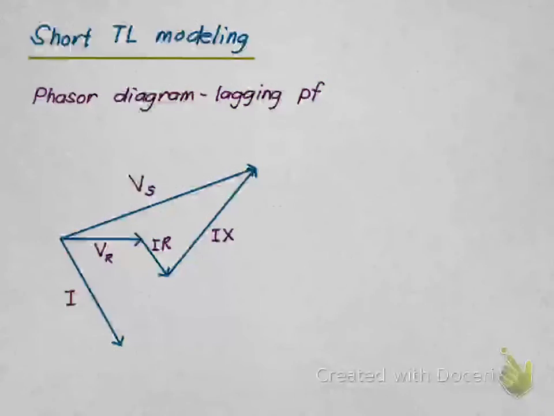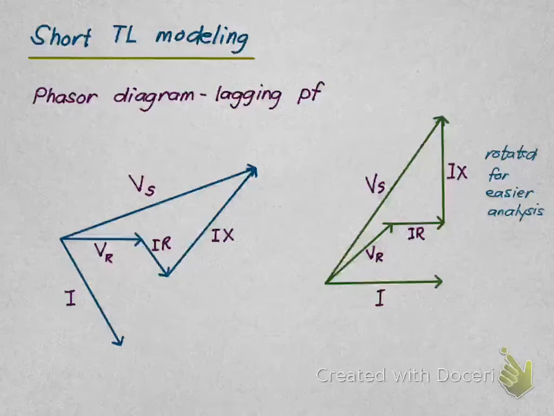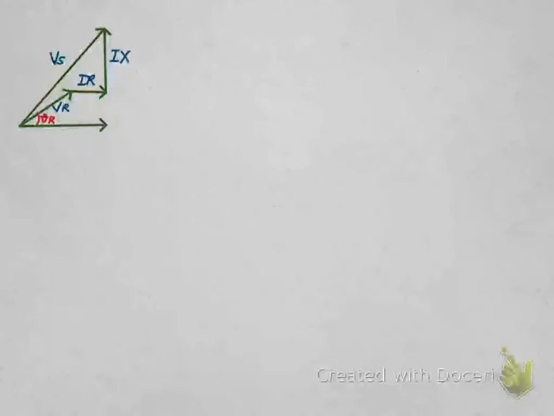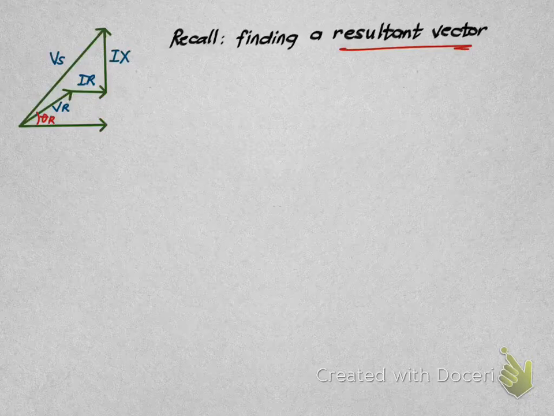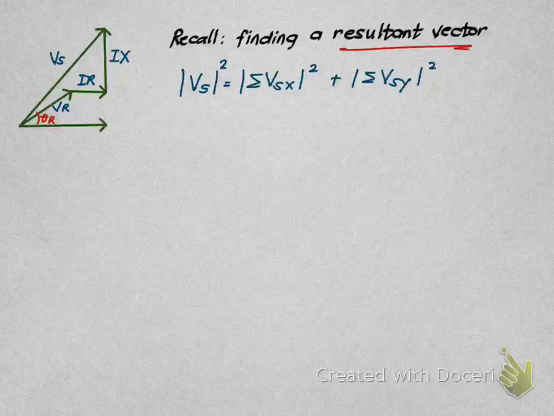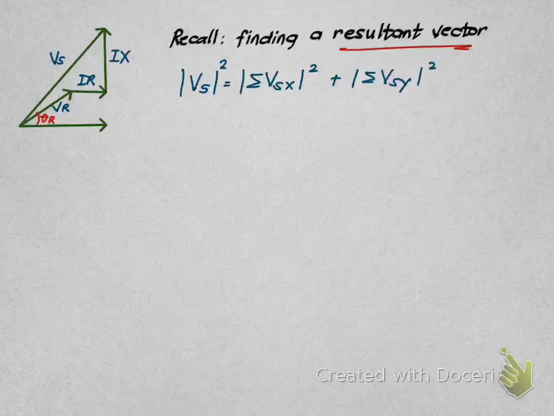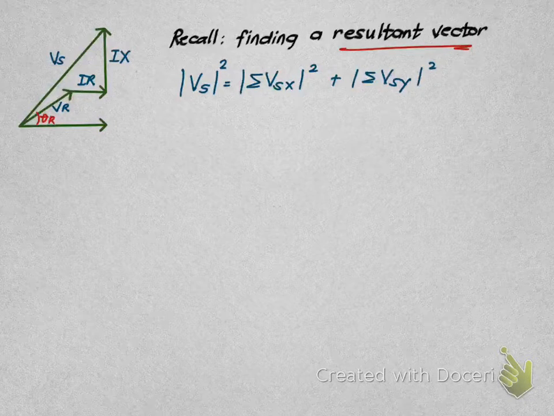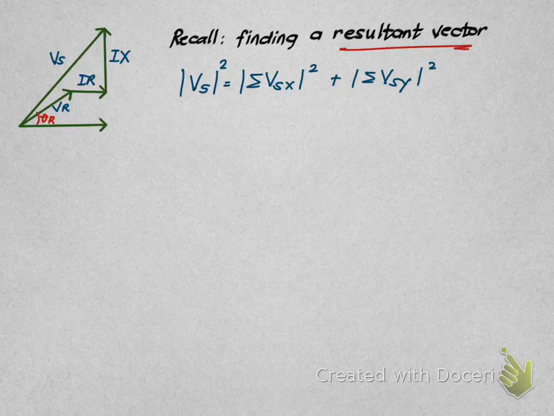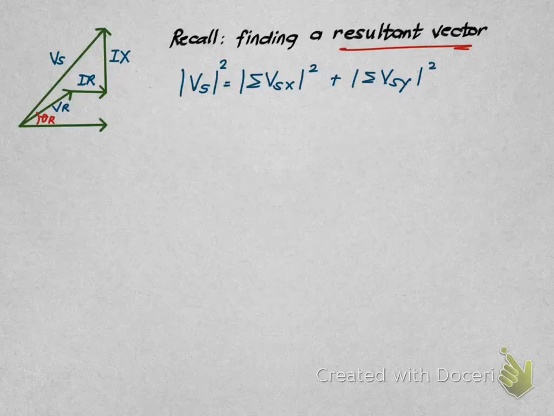Okay, and we just have to rotate this for easier analysis. You can see there. You just have to recall how to find a resultant vector. The resultant vector that we have here is Vs, obviously. So we just have to get the square of the x components and the y components, all of them summation: summation Vsx and summation Vsy. Okay, so how do we get that?